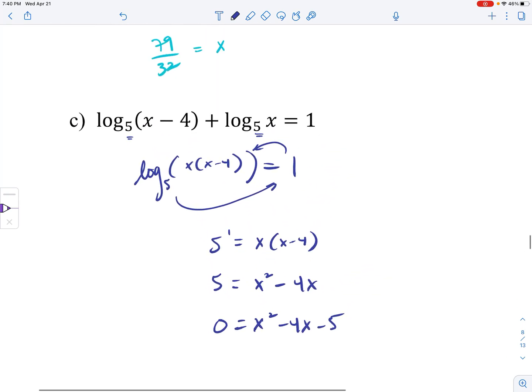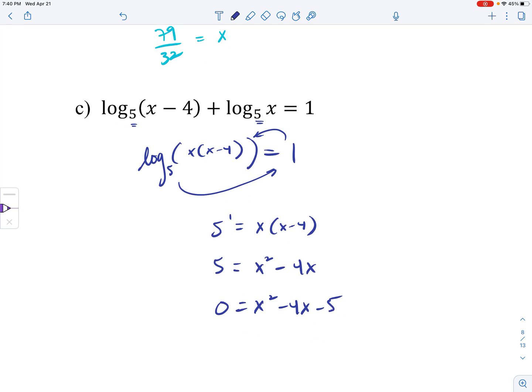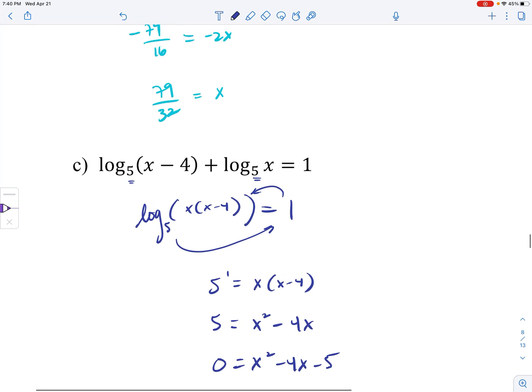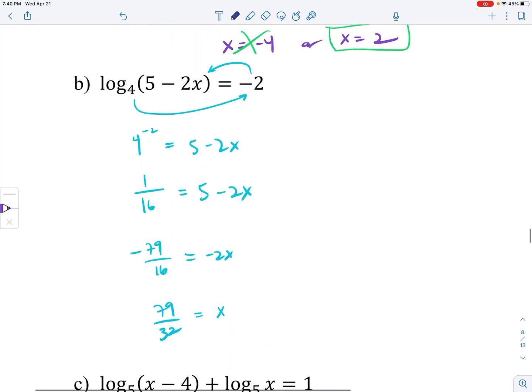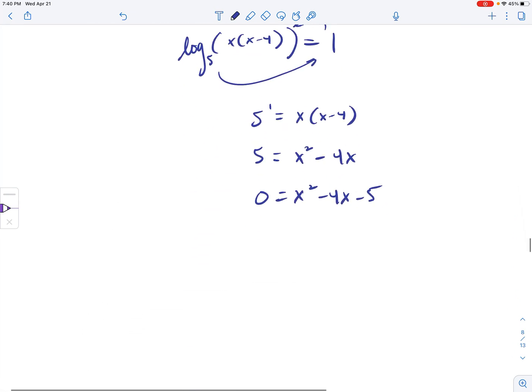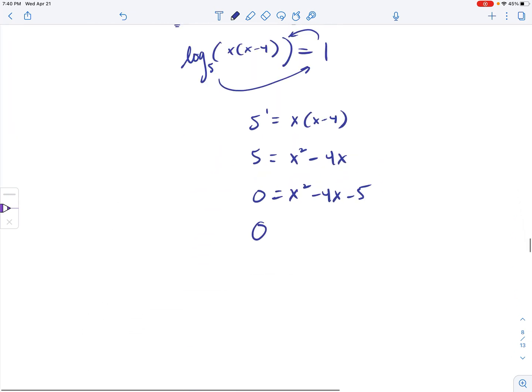Now, when we use the product property for logarithms, we did potentially lose... actually, anytime, I shouldn't have said that about the previous one. You should always check. The 79 over 32 does work, but you should always check, because when you're rewriting the logarithmic statement as an exponential statement, you do lose the logarithm domain restrictions.